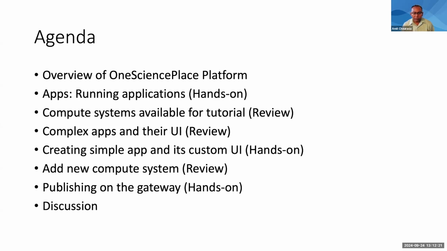And then we'll go over other parts of the platform and describe those at a high level, and then show what they mean and look like, and provide some backend information about all of these things. So that could be systems, that could be applications, which we just call apps. And then the idea would be to provide a simple example of how to create an app and a custom UI for it on the system. We'll try to see if we can get to the part of adding a new compute system. If not, we can review what we already have. And lastly, we'll cover a portion on how to publish artifacts on a gateway.